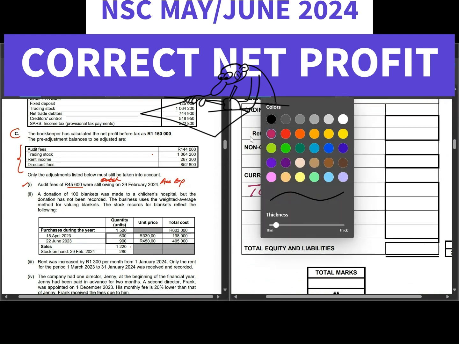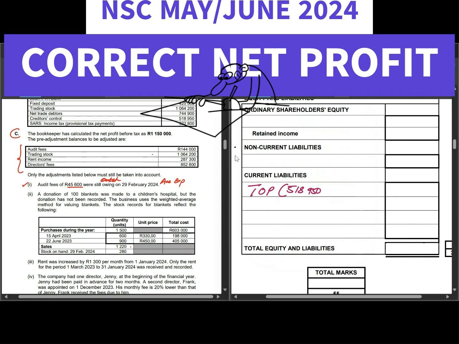So I'm just going to come here. I know I have an accrued expense of 45,600. So I'm going to come here and then I'm just going to say on my trade and other payables plus 45,600. This, remember, was from the list of balances already. We have that one. Let's go on to the next one, which is number 2.